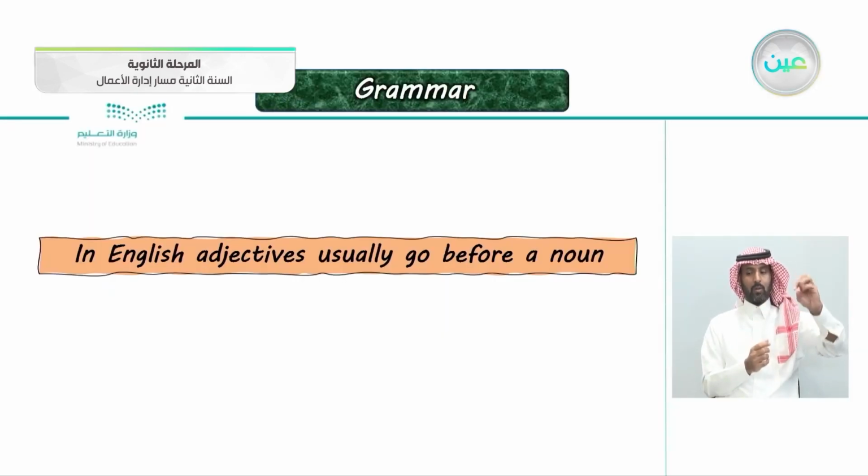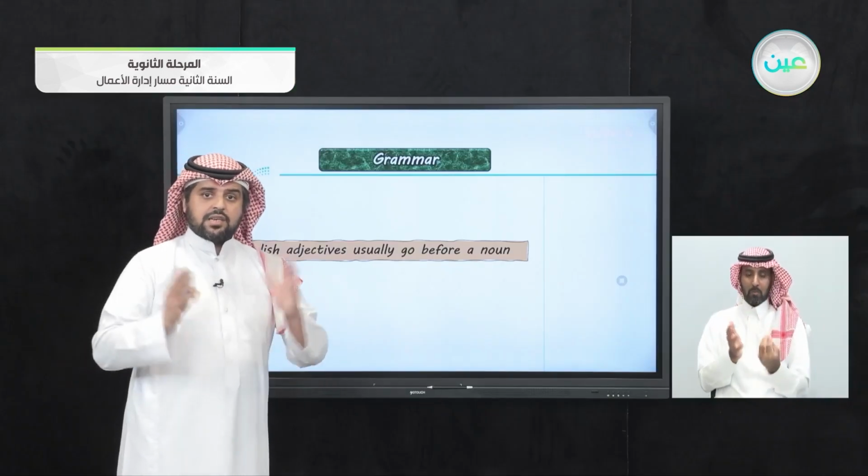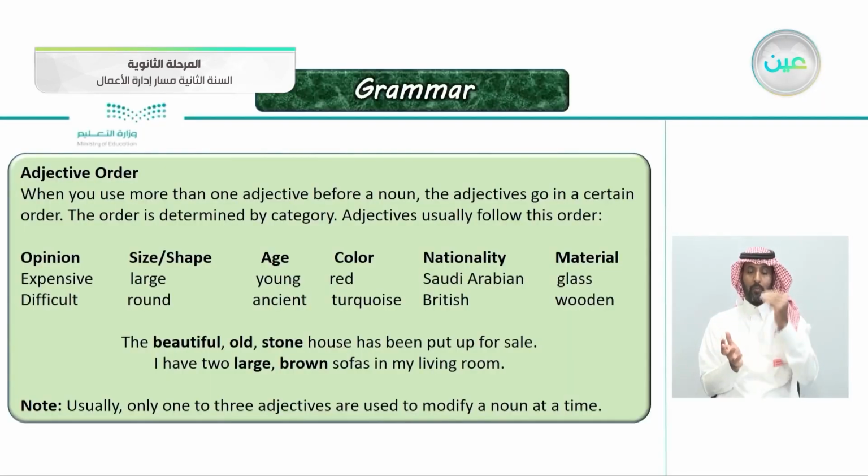In English, adjectives usually go before a noun. Of course, we know that the adjective comes before a noun. For example, we say a big house, a beautiful garden, a large tree, and so on. So this is the adjective order here.